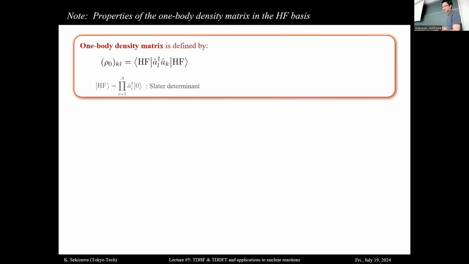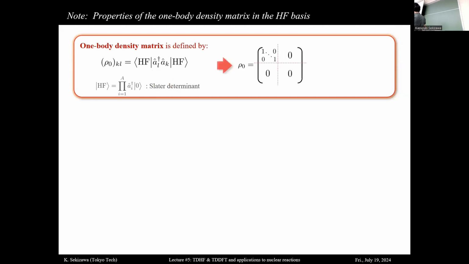Okay, so let me just explain what the one-body density matrix is in the Hartree-Fock basis. In the Hartree-Fock state, we can define the one-body density matrix in this way. This is just a definition. Rho 0 is the one-body density matrix, and KL is a matrix element, defined as the expectation value of a_L dagger a_K.